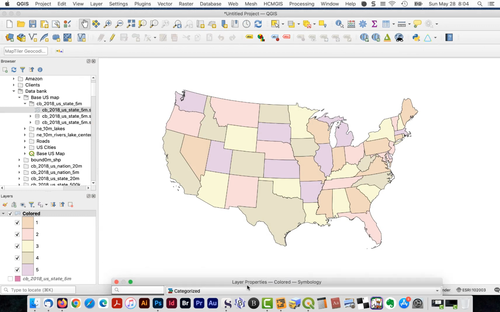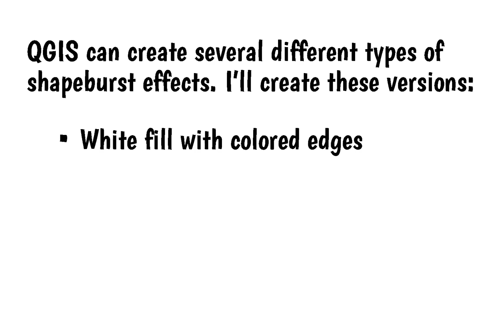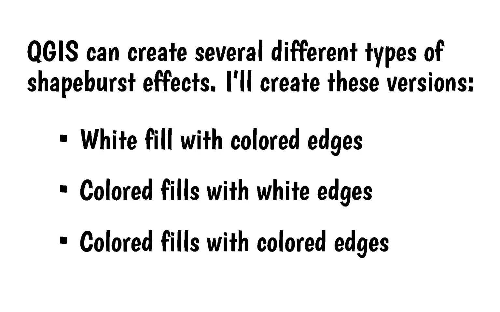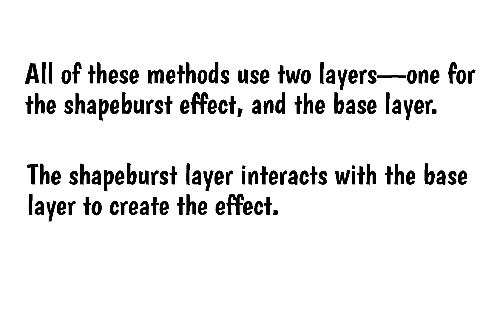Now we can move on to the shapeburst fills. QGIS can create several different types of shapeburst effects. I'll create these versions: white fill with colored edges, colored fill with white edges, and colored fills with colored edges. All of these methods use 2 layers, one for the shapeburst effect and the base layer. The shapeburst layer interacts with the base layer to create the effect.